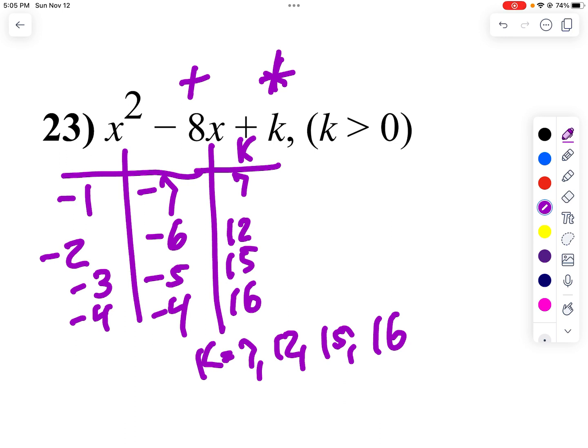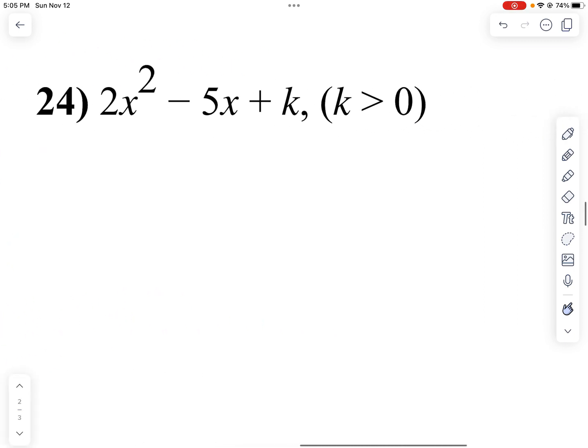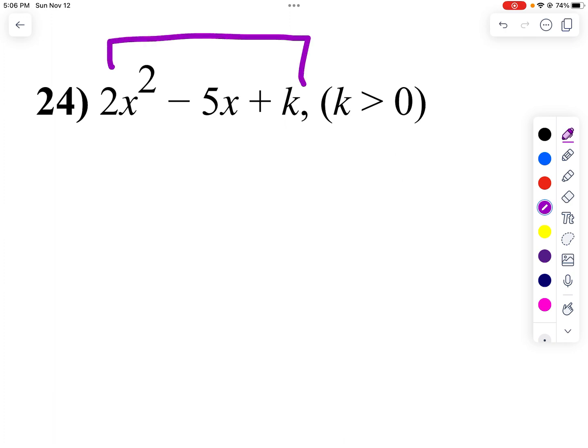Okay, now let's take a look at one with a number in front of it. So I know my two numbers have to multiply to 2k. And since k is positive, they both have to be, one positive, one negative, so they add to negative 5, because I want a negative 5 in there. They add to negative 5.